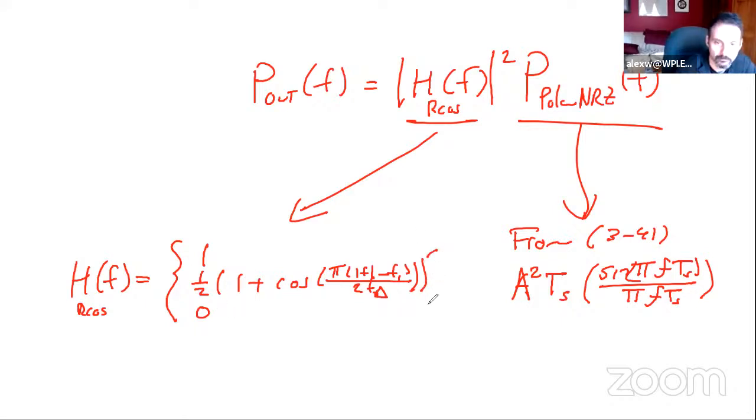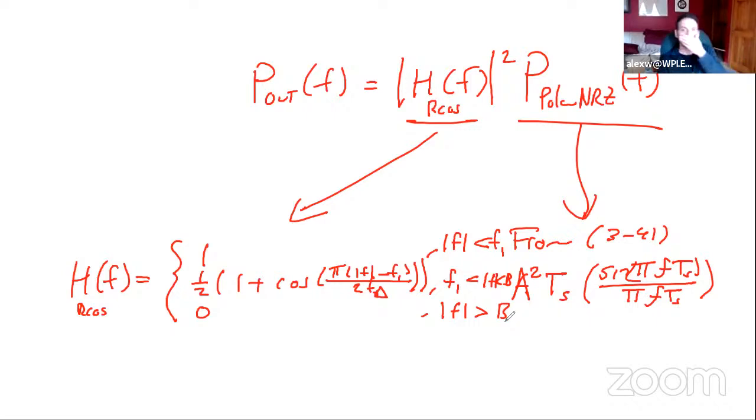0. Very important. Very, very, very important. And that's magnitude of F less than F1. This here is from F1 to the absolute bandwidth. Okay, and that's greater than the absolute bandwidth. Okay, cool beans.